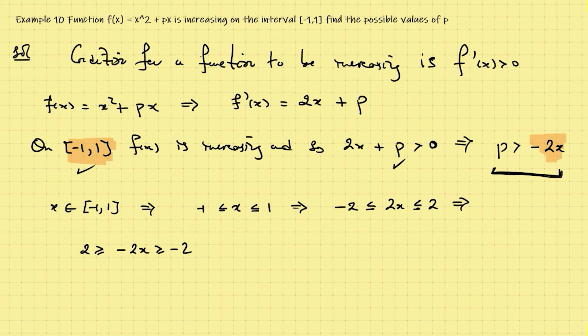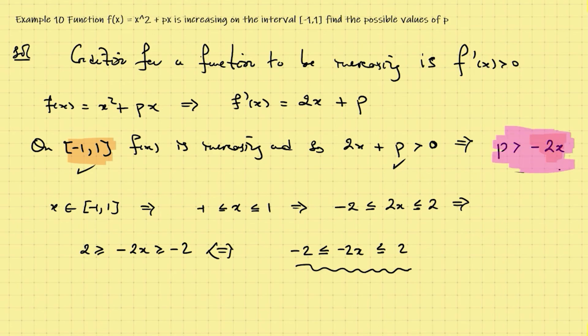So I actually get this: 2 is bigger than or equal to minus 2x, which is bigger than or equal to minus 2. But of course, a perfectly normal way of writing that is like this. So we've now got a condition that minus 2x satisfies. And you see, I want p to be bigger than negative 2x, right? Which is what we have here. Let me mark that in pink perhaps. So if I can only get the pink color, good. So we want p to be bigger than minus 2x. Well, the biggest thing minus 2x can be is 2.